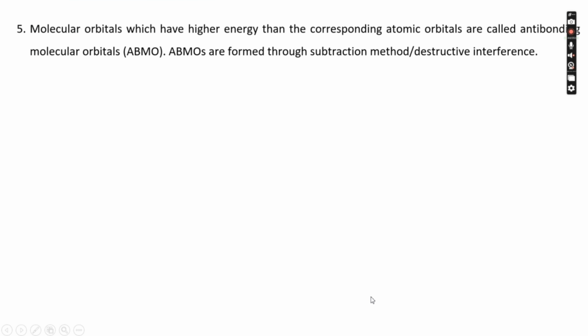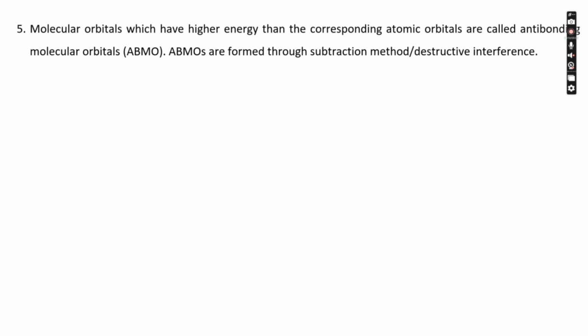Next, what does an antibonding molecular orbital mean? The molecular orbitals which have higher energy compared to the corresponding atomic orbitals are called antibonding molecular orbitals. Antibonding molecular orbitals are formed through the subtraction method or destructive interference. So up to this point, we come to know what kind of atomic orbitals are combining and what kind of molecular orbitals are forming.